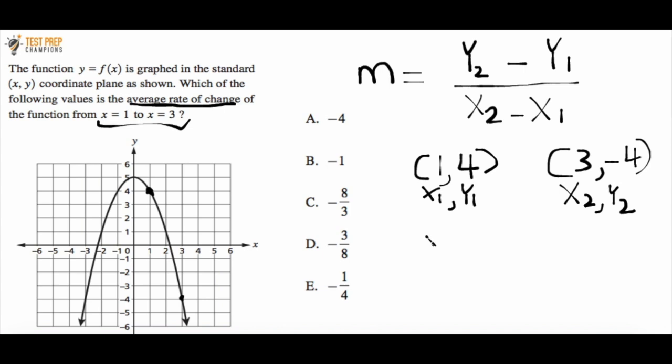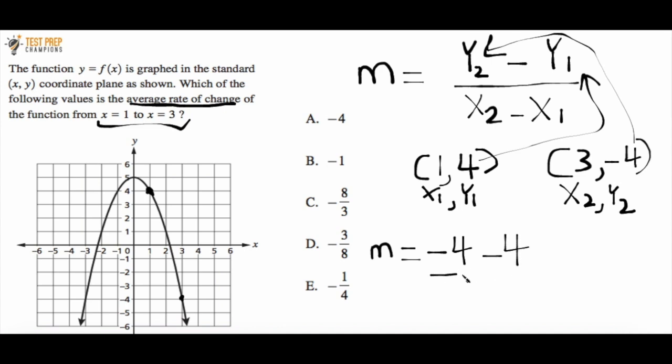Now we're going to take our pairs and plug the numbers into this formula. y2 is -4, so in place of y2, I'm going to put -4. I have y2 minus y1. What is my y1? I've labeled it already here: my y1 is 4. So I'm going to substitute that 4 into the equation in place of y1.